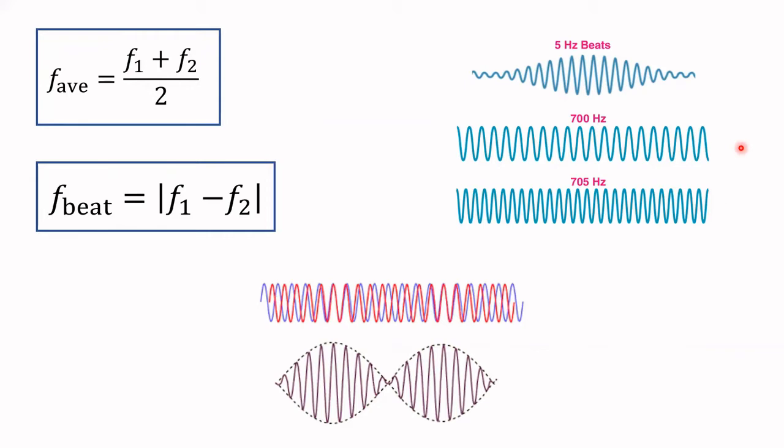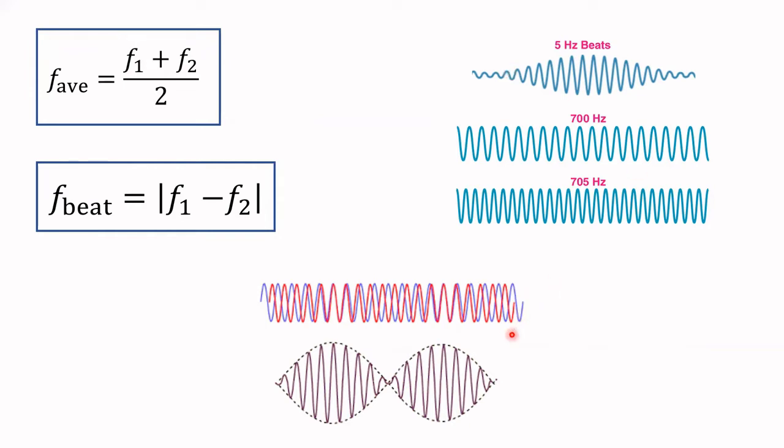When you sound the 2 tones simultaneously, what your brain perceives, or your ear perceives, is a single tone, which is jiggling at 702.5. I just took the average between those. So what you think you hear is a pitch in the middle of these two, but it's getting louder, softer, 5 times per second. Because you get alternating constructive and destructive interference in time.